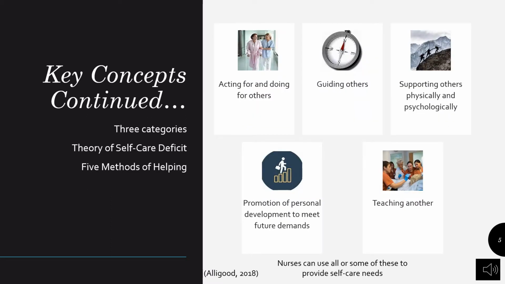Key concepts continued. This is the second of the three interrelated categories of Orem's nursing model. Theory of self-care deficit. This is when an individual is not capable of meeting their own self-care needs. This is when deficits occur.